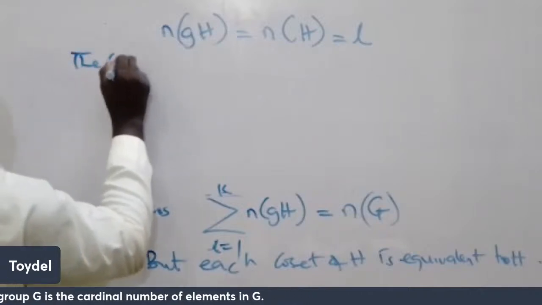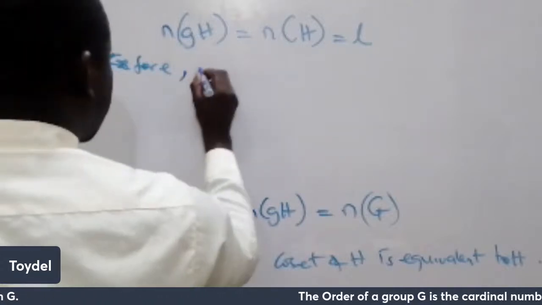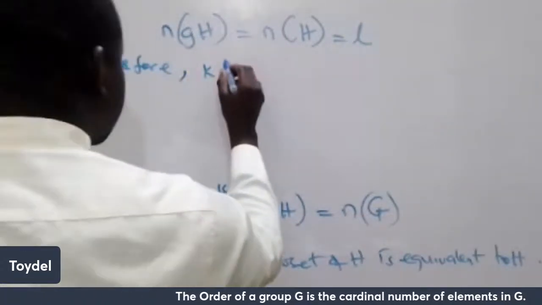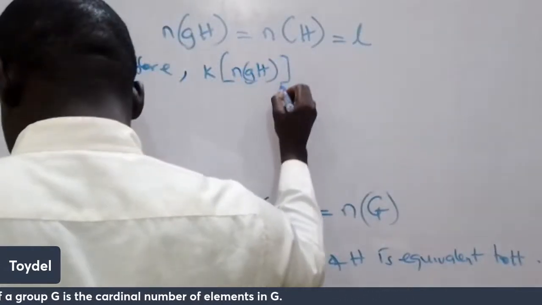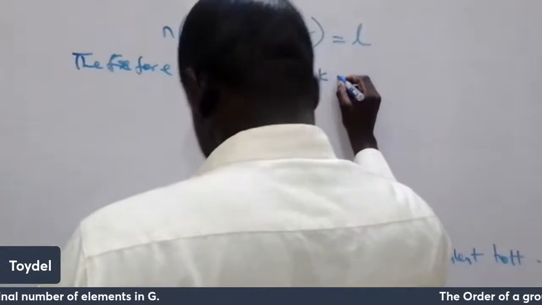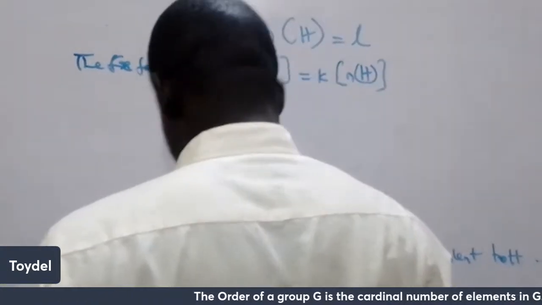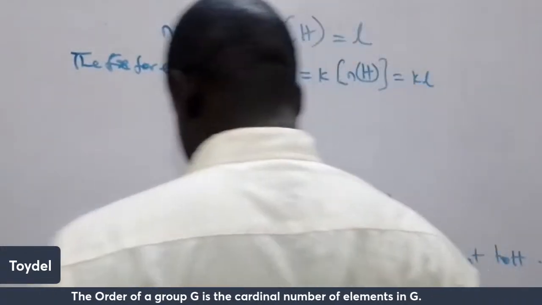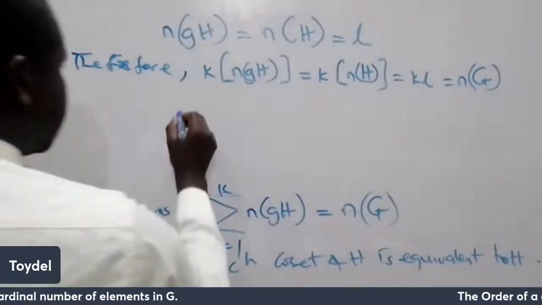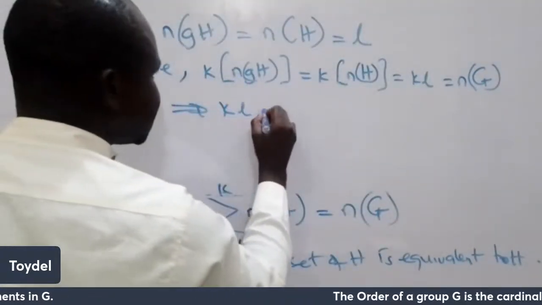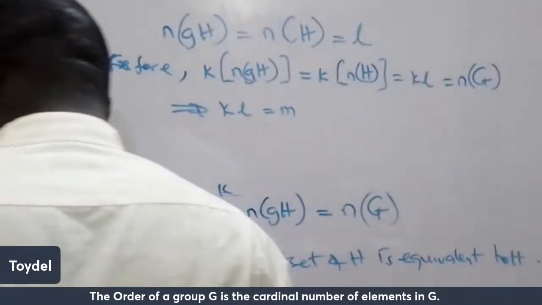Therefore, we can conclude, since we have defined all this from the inception, that N of GH, the coset of H, is the same thing as K times the order of the subgroup, which is KL, and that is the same thing as the order of the group. This implies that KL is equal to M, because the order of this group is defined as M from the inception. That's what we have.